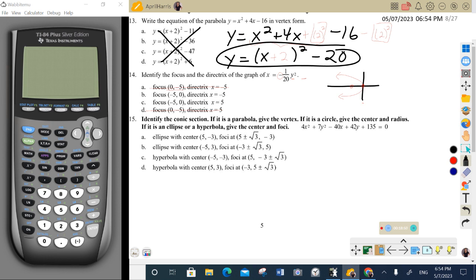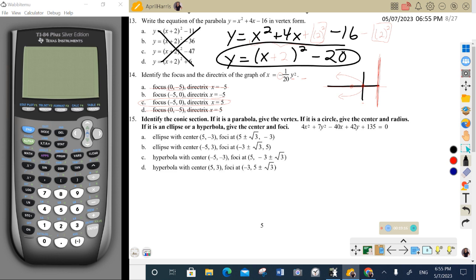The directrix is supposed to be outside of the parabola and perpendicular to its axis of symmetry. So it's got to be over here on the right. It can't go through the parabola on the left. If you had graphed x equals negative 5, that would have been over here. We don't want that. X equals positive 5 is over here, and it's a vertical line. So the answer is C.